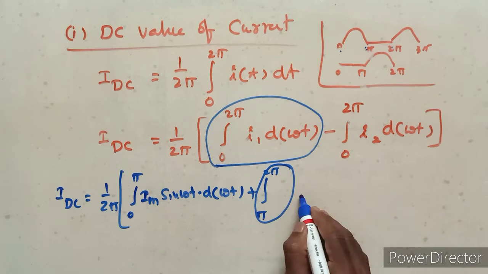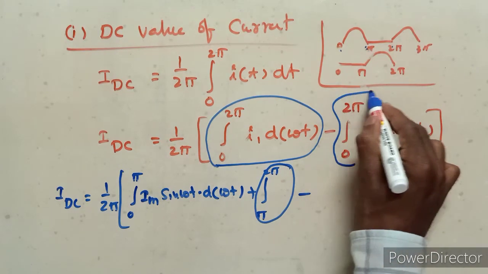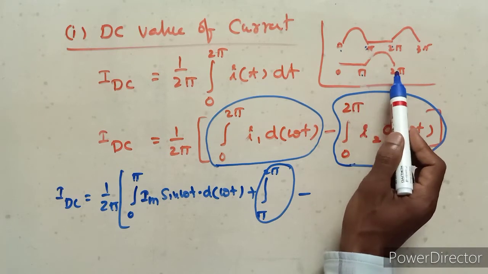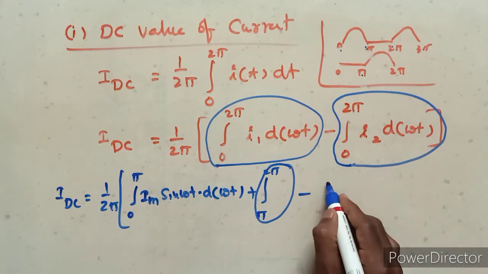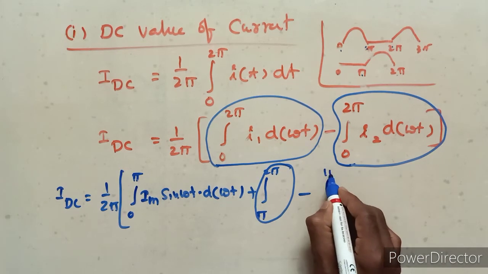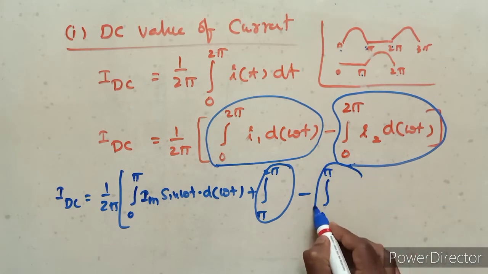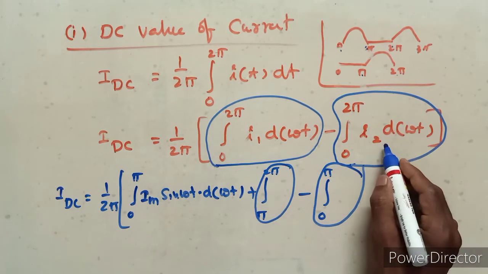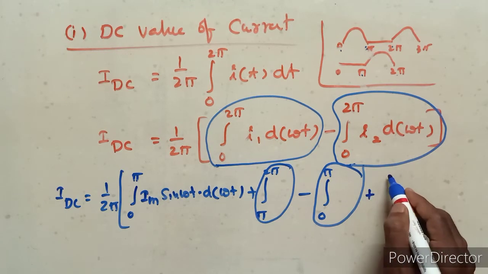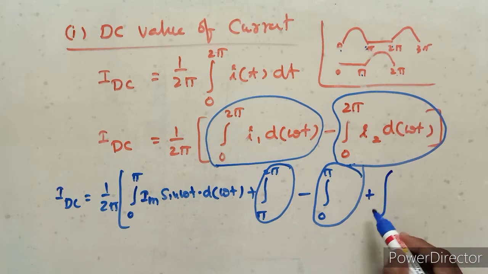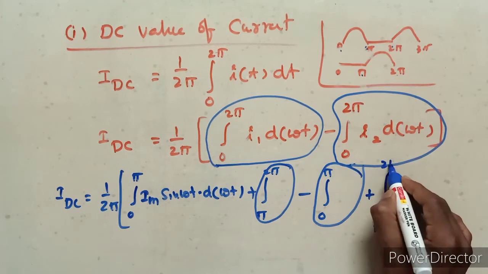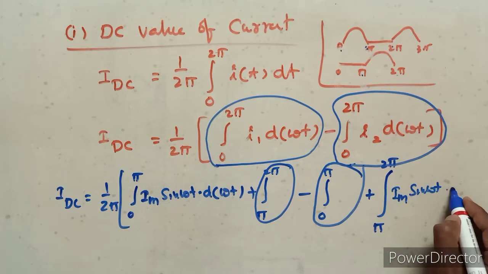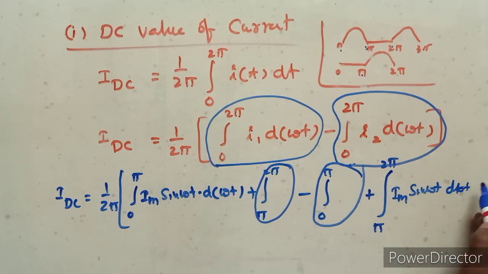Next, minus. In this condition there are two terms: 0 to pi is not allowed, pi to 2 pi is allowed. So the integration from 0 to pi is 0 because it is not allowed. Next, plus the integration from pi to 2 pi of Im sin omega t d omega t. This is the allowed part.